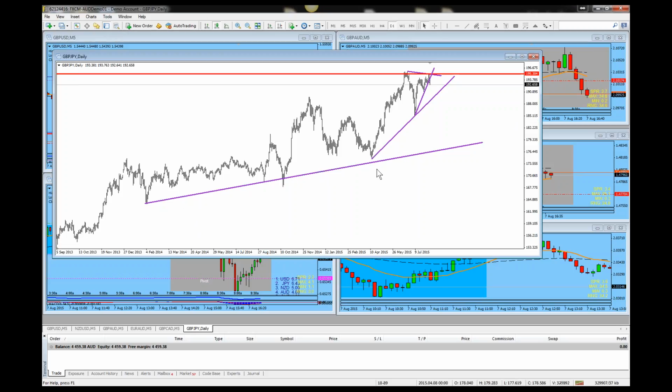It ends up being about the same thing. I thought you were talking about this one. That's what I thought you were talking about initially. Oh yeah. And as you can see, we broke it and we came down and tapped it. Gave us a hell of a stop loss though.